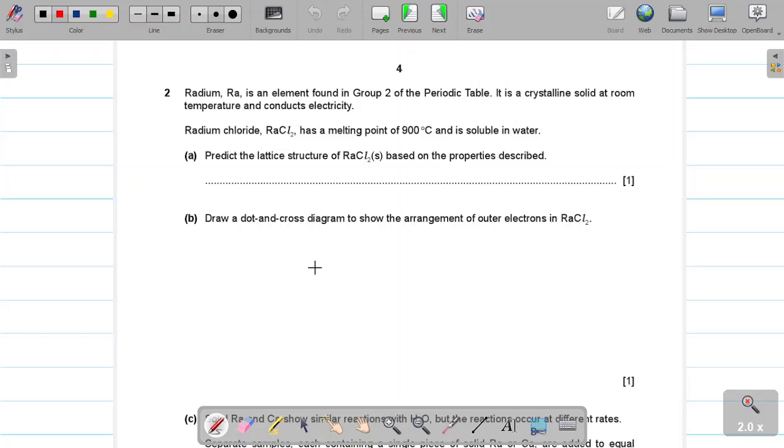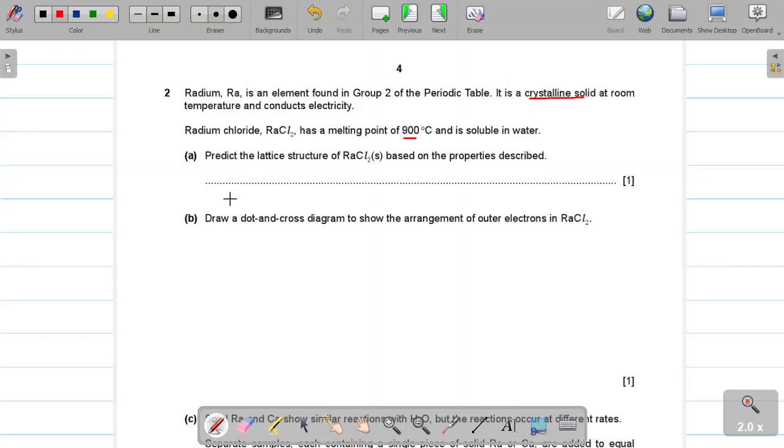Question 2 deals with a group 2 element again. They say radium is an element found in group 2 of the periodic table. It is a crystalline solid at room temperature and conducts electricity. Radium chloride has a melting point of 900 degrees C and is soluble in water. Predict the lattice structure of radium chloride based on the properties described.